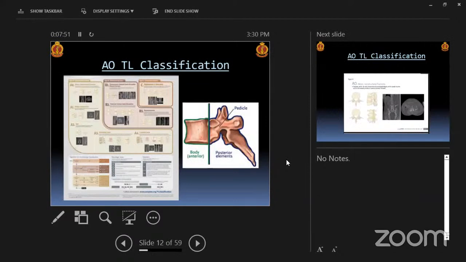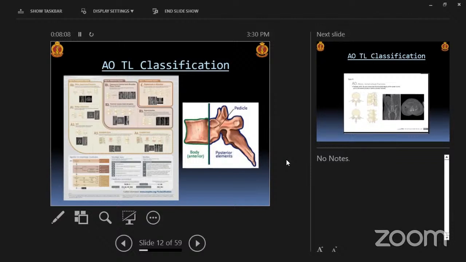The AO is very complicated. I want to make it short. This is the anatomy of the vertebra. And the body, and the posterior part, right? And the AO classification, A, B, C. C is dislocation, fracture dislocation is fine.